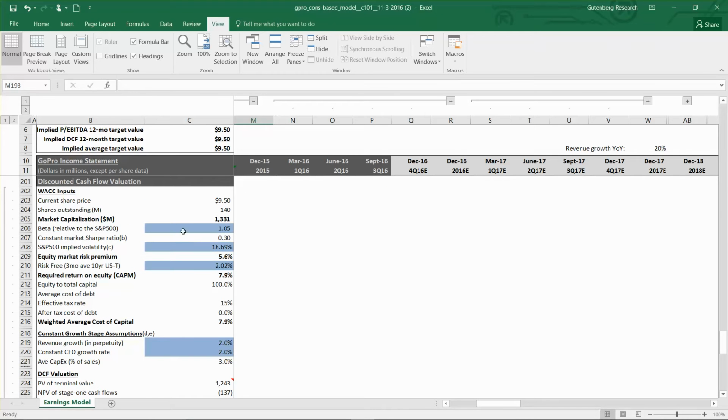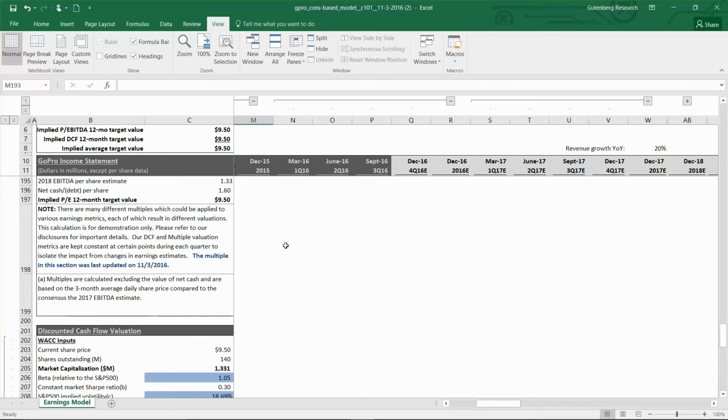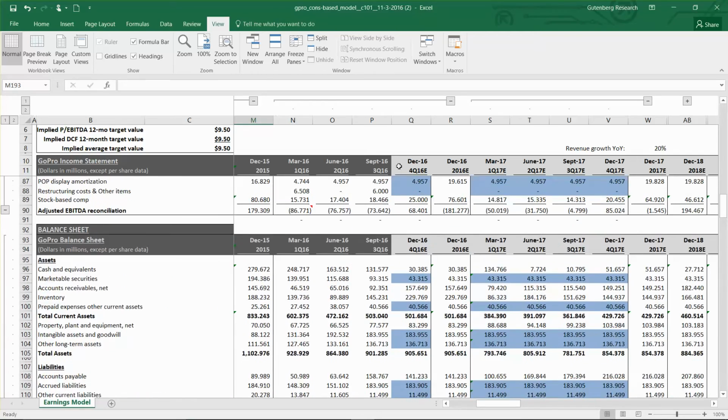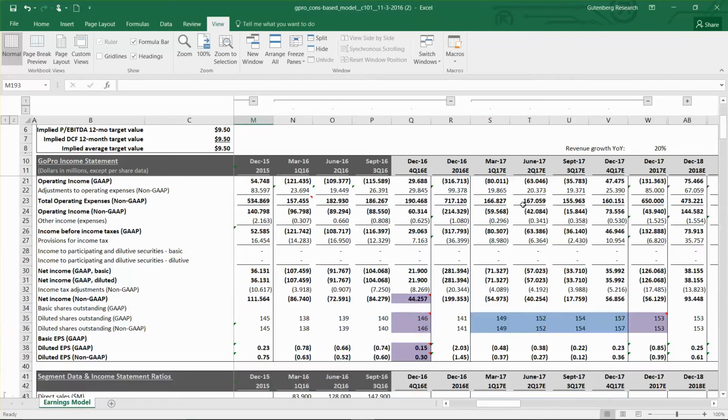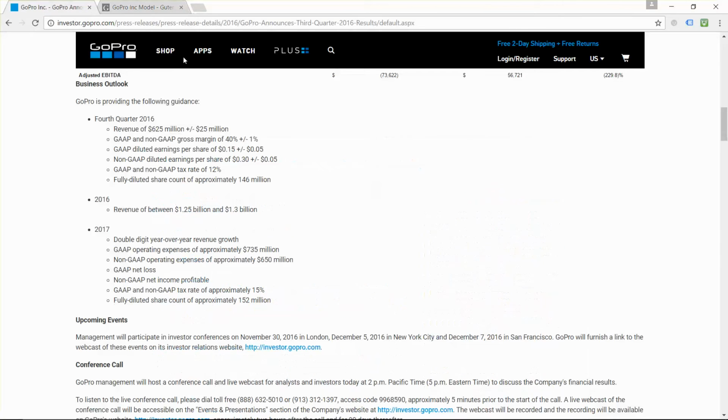And then there are our assumptions for our weighted average cost of capital and our discounted cash flow valuation at the bottom. So if you're not into discounted cash flow valuation, you can delete that section and really just focus on the market multiple. But for this video demonstration, we're really going to focus on management's guidance from tonight. So let's get to that guidance.